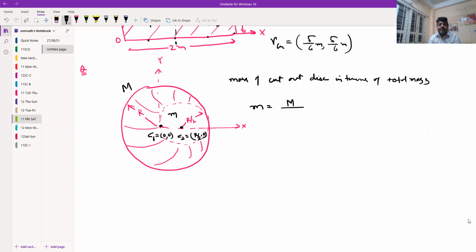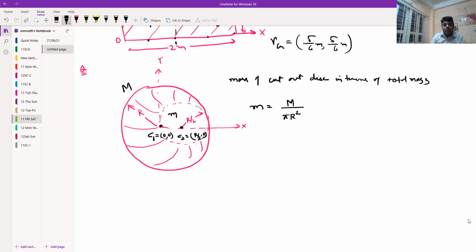And here you realize one thing: how do you find the mass of the cutout disk in terms of total mass? Here the mass is distributed area-wise, because there are three types of distribution. One is mass per unit length, which is length-wise distribution, one is area-wise distribution, and another is volume-wise distribution. Here it is area-wise distribution. So what is the total area of the actual disk? Pi r square.